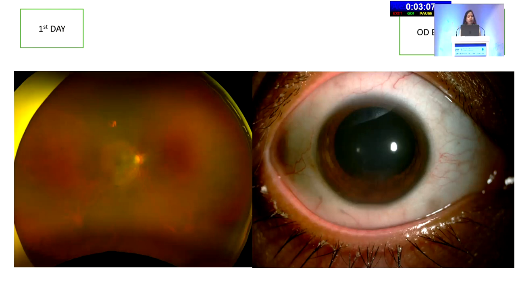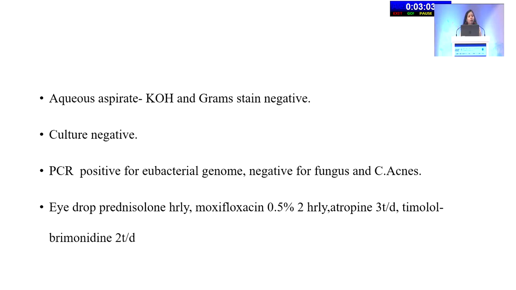The vitreous cavity was essentially clear, and the retina was on. We performed an aqueous aspirate, which was negative for KOH and Gram stain. The culture was also negative. However, the PCR was positive for the bacterial genome and negative for fungus. We started the patient on steroid eye drops and antibiotics.